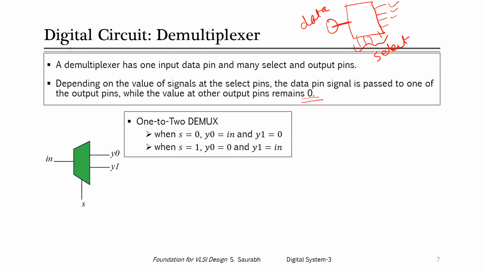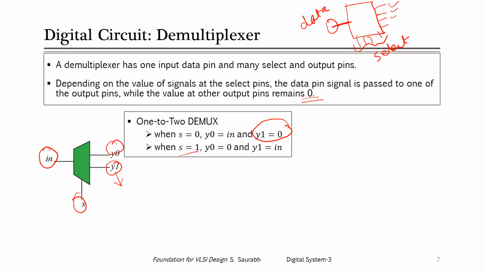So let us look into the simplest form of demultiplexer, that is the 1 to 2 demultiplexer. In a 1 to 2 demultiplexer, we have one data line, one select line, and two output lines, right? And the functionality is that when S is equal to 0, then Y0 will receive the value of in. If in is 0, then Y0 will be 0. If in is 1, Y0 will be 1, when S is equal to 0. And what will be the value of Y1 when S is equal to 0? At that time, in will not go to Y1, and Y1 will be simply held to 0.